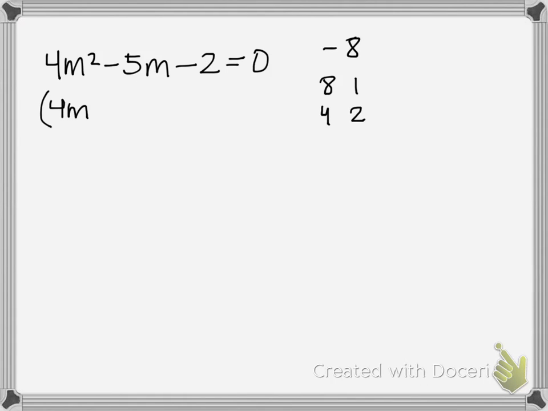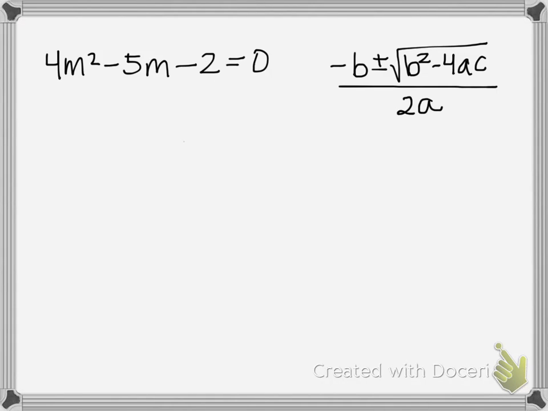So no matter what I do, if I go 4m and m, or if I go 2m and 2m, I am not going to be able to factor this. So hopefully what that means to you now is that you will use the quadratic formula. So let's pull the quadratic formula back up. And we will solve, in this case, for m. So we'll say m equals, and then using the quadratic formula, negative b. So that's the opposite of the middle term. So it's the opposite of negative 5.